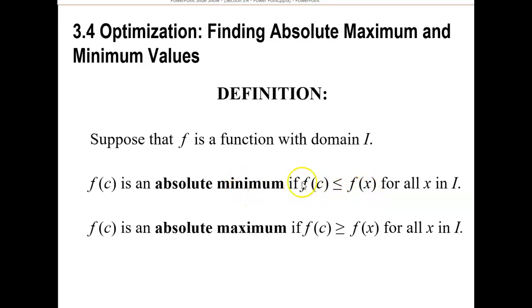So the absolute min is the lowest value of the entire function over the domain, and an absolute max is the largest value, the case where f of c is greater than or equal to all other f of x within your interval.